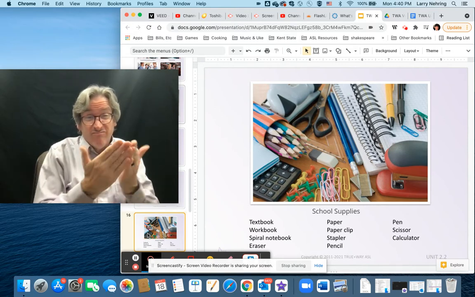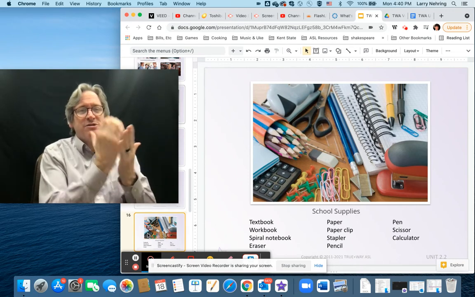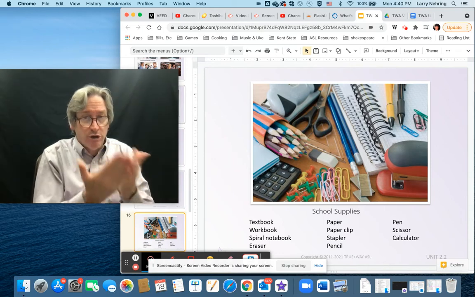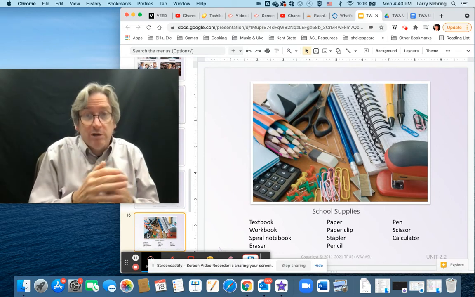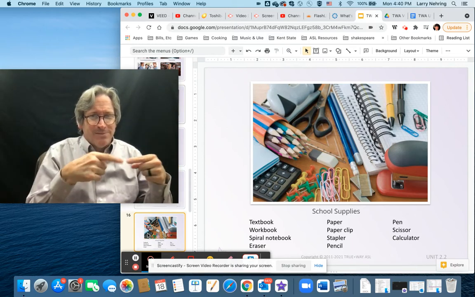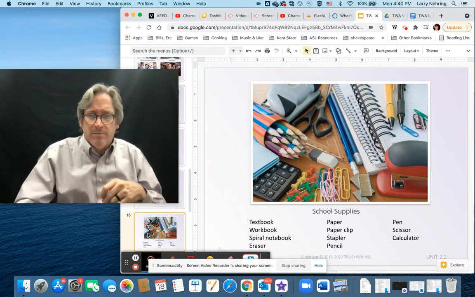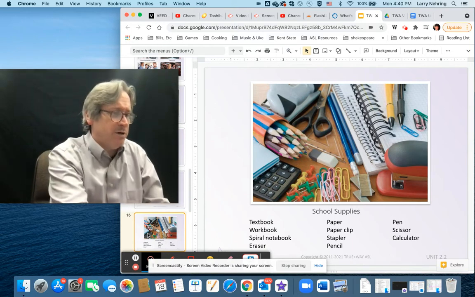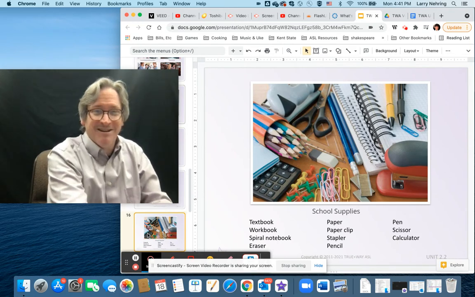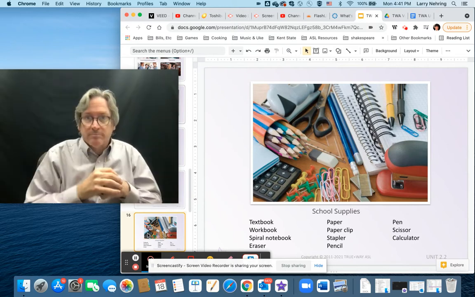Textbook or class book. This is another sign for course, kind of like rule and state and law. Course book, workbook. Spiral notebook. I'm going to need to put an asterisk next to that one because I want to double check what they're using. Sorry. Eraser. Paper.